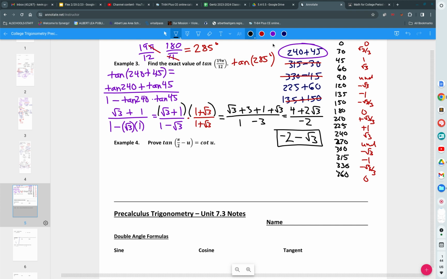We haven't even checked to see if that's reasonable. Is that answer positive or negative? Negative. It's negative. Which quadrant is 285 degrees in? Fourth. The fourth quadrant. Is tangent positive or negative in the fourth? Negative. And in fact, as I go to check this solution, I'm saying negative 2 minus the root of 3. That would be like, say, negative 3.5 or something like that.